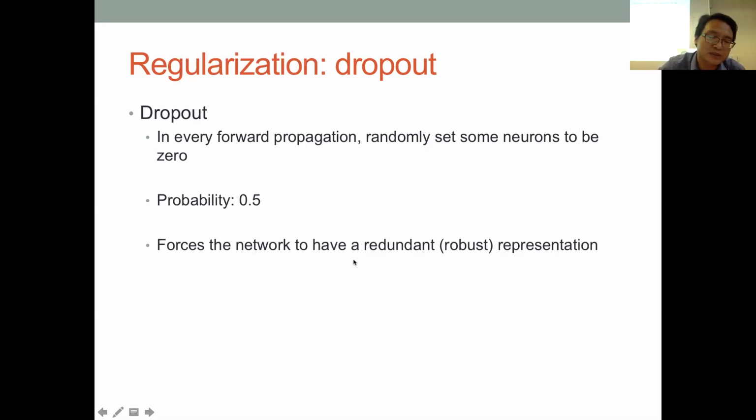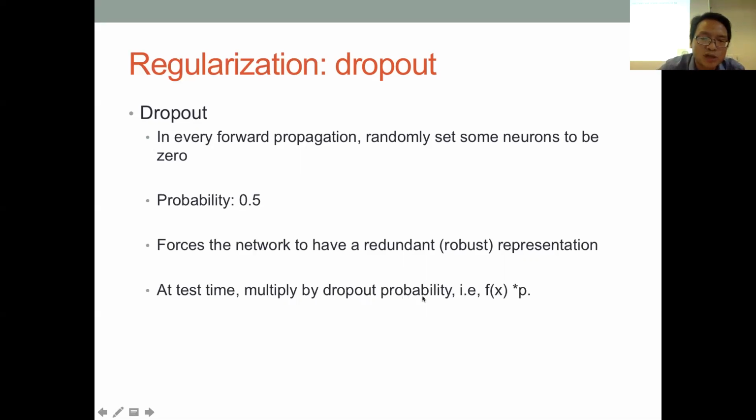At test time, you need to multiply by the dropout probability. Let's say you have the activation f(x), then you need to multiply it by the probability you used for the dropout. The reason is actually very simple. We will discuss this in another lecture. So why would you like to apply this factor? Because we want to keep the expectation of the testing activation and the expectation of the training activation to be the same.